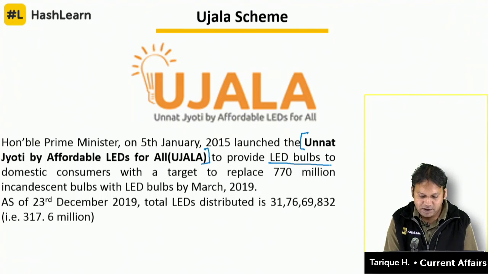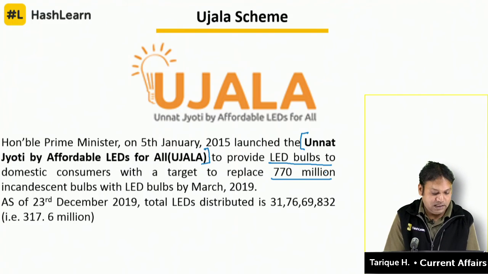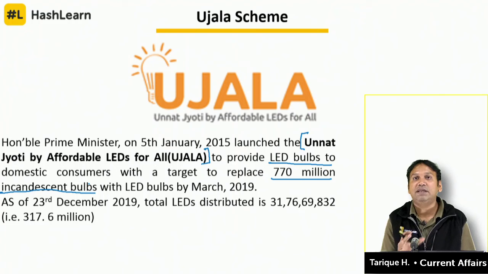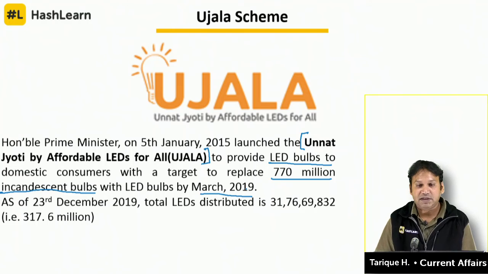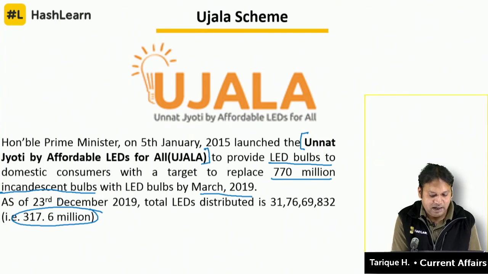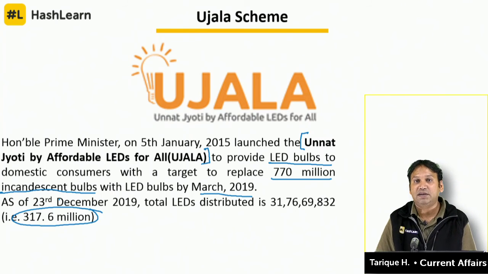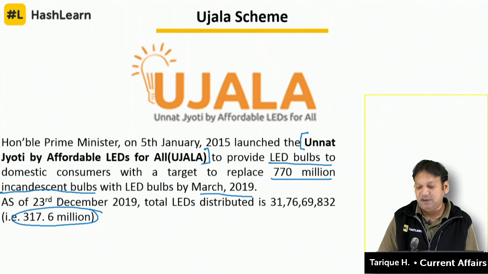Ujala, to provide LED bulbs to domestic consumers with a target to replace 770 million incandescent bulbs. The yellow bulbs that you see in villages, 40 watt, 60 watt, 100 watt, replace 770 million incandescent bulbs with LED bulbs by March 2019. It's a very ambitious project. We have not reached that mark till now, but 317 million LED bulbs have been distributed till December 23rd, 2019. So it's very unlikely that we'll meet the target, or even go up to 400 million by March 2019. Very unlikely, but in itself it's a big achievement.